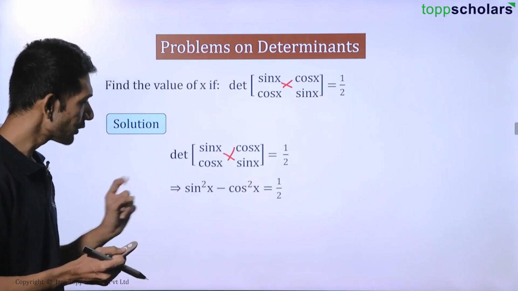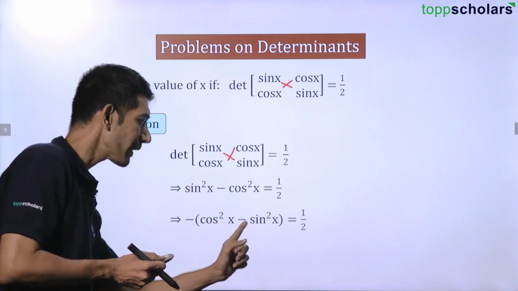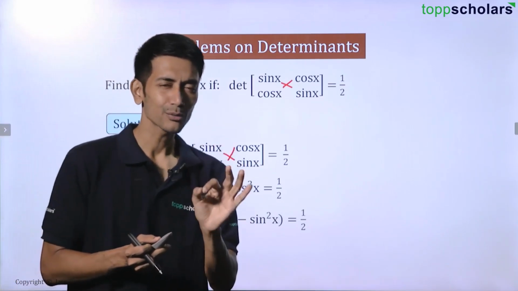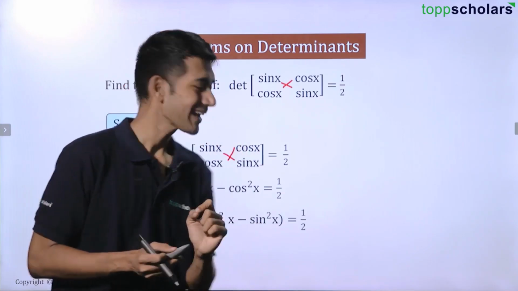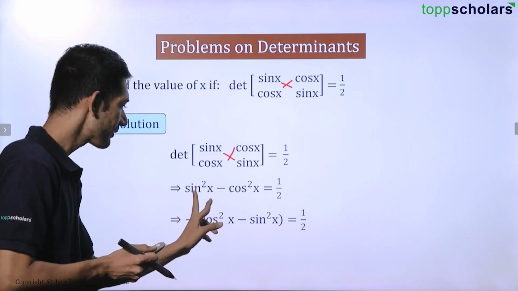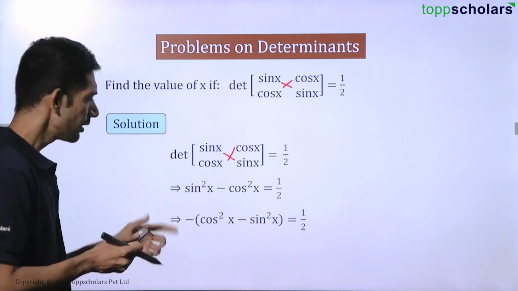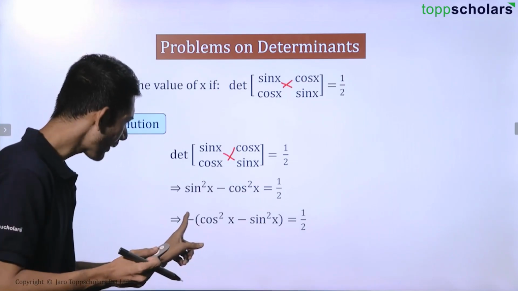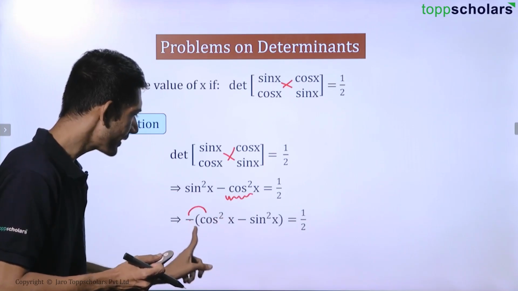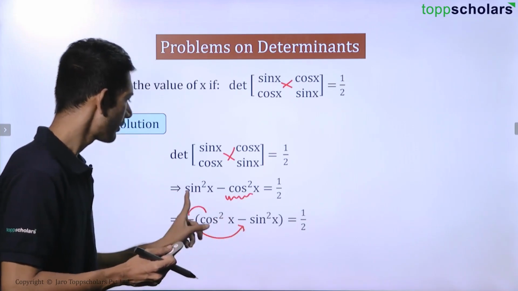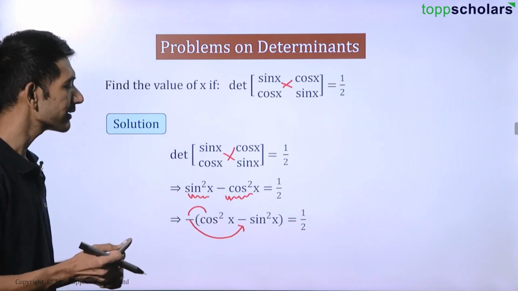Correct? But if you remember, can I write this as cos square x minus sin square x? Because cos square x minus sin square x, if you recall, gives me some formula, right? So what I'm doing is sin square x minus cos square x, I'm writing it as cos square x minus sin square x, and minus, it does not make a change, right? Because minus into cos square is minus cos square, and minus into minus sin square is plus sin square. Same thing.